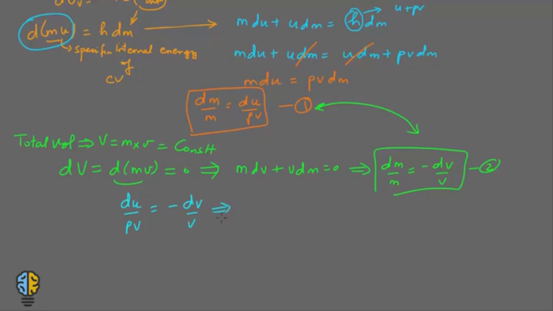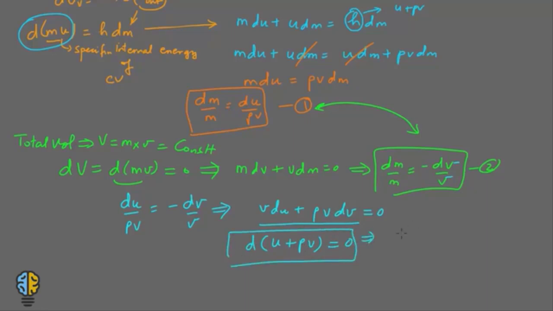Now, this is small v, not capital V, all small v's. Alright, so if you manipulate it, you will get v into du plus PV into dv, and this is equal to 0. If you look at this, this is nothing but the application of the product rule. So you will have this as u plus PV and its differential, which is equal to 0.